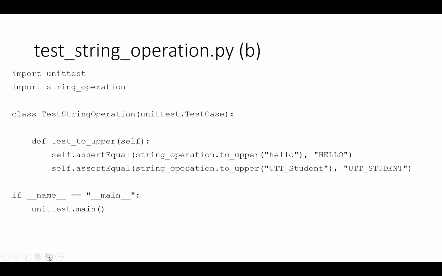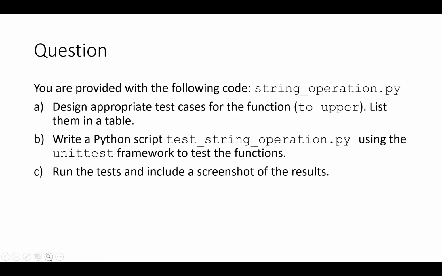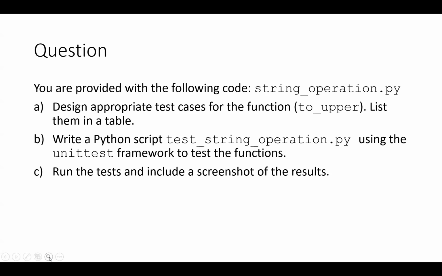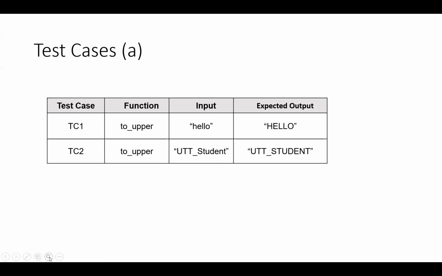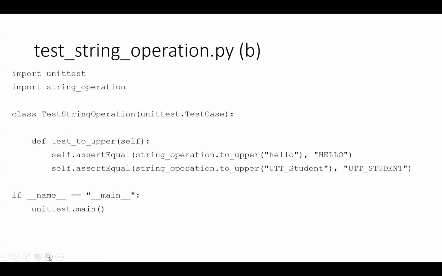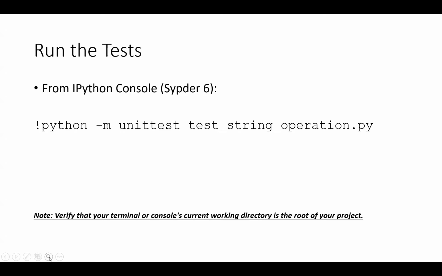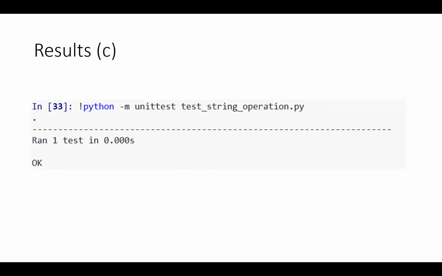All right, so just going back to the question here. The first thing is to do the test cases, and that's when you do the table like this. The second requirement is to write the Python script, and this is what I did, this script. The third thing is to run the test and include a screenshot of the results. So I ran the test, and this is the command I use. Very important, ensure your terminal or console is in the working directory of your project. Then when you run it, you take a screenshot of the results.